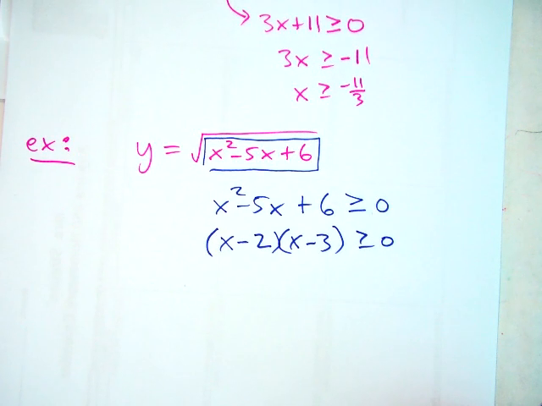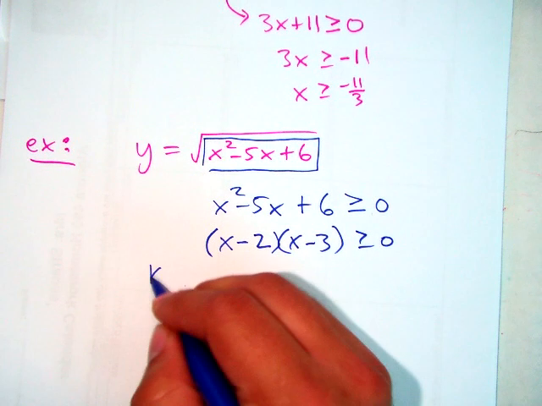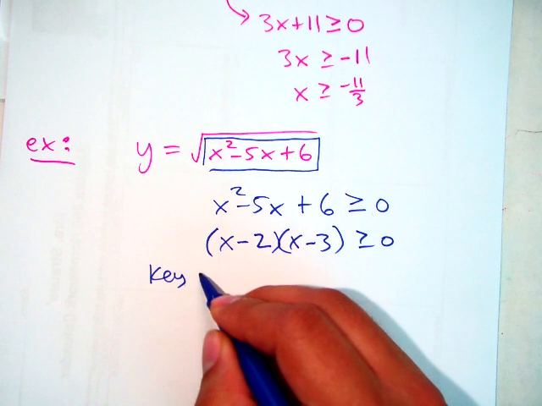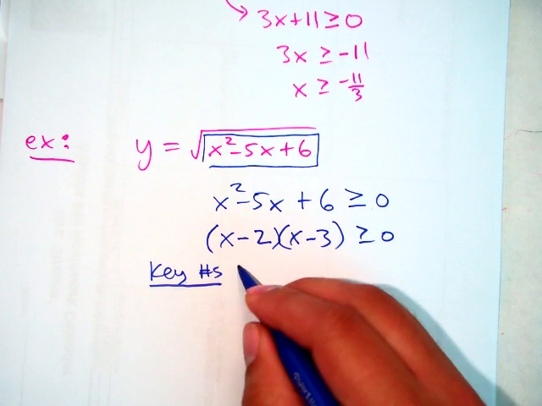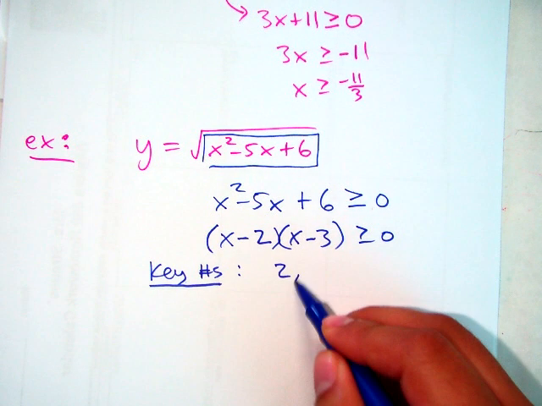Key numbers. You mean we have to know material from last unit? Yeah. So what are the key numbers? 2 and 3.